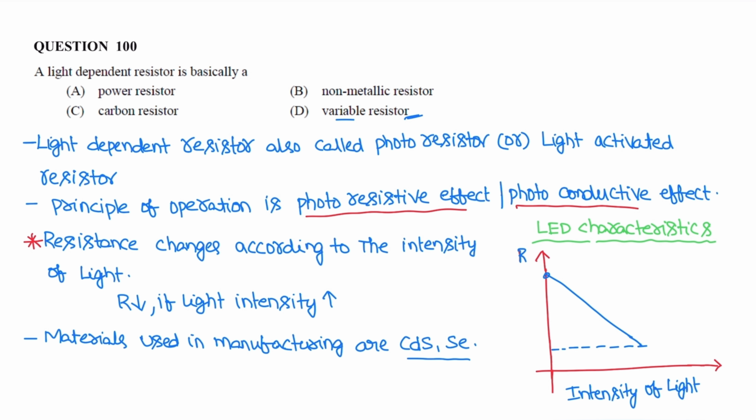A light dependent resistor is basically a variable resistor. The characteristics of the LDR, light dependent resistor, are drawn below. These are the characteristics of the light dependent resistor, where the x-axis is intensity of light and the y-axis is resistance. As the intensity of light increases, resistance decreases.